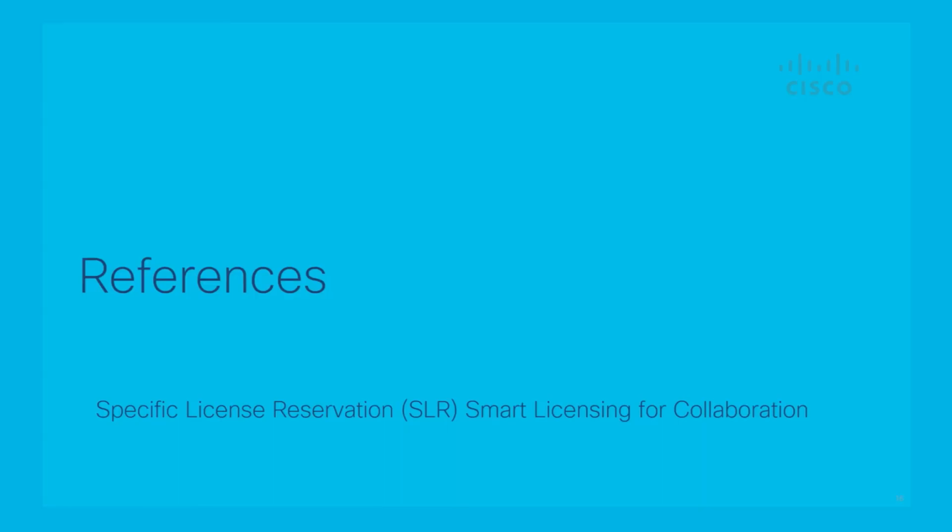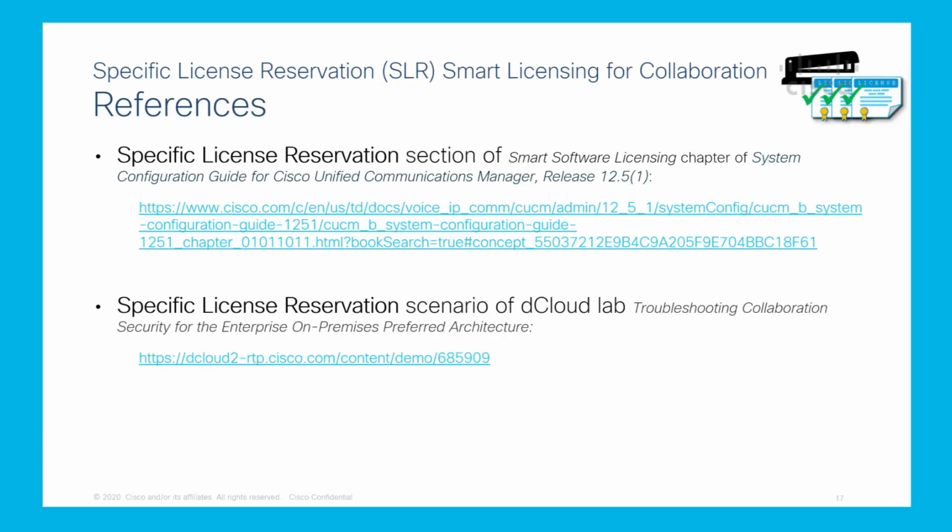Okay, and finally, let me provide a couple of references for you in case you may want more information on specific license reservation. First, I'd call your attention to the specific license reservation section of the Smart Software Licensing chapter within the System Configuration Guide for Unified Communications Manager, available at the URL shown here. And then, if you want to get some hands-on with smart licensing and specific license reservation, I'd encourage you to try out the specific license reservation scenario in the Troubleshooting Collaboration Security for the Enterprise On-Premises Preferred Architecture dCloud Lab, available at the URL shown here.